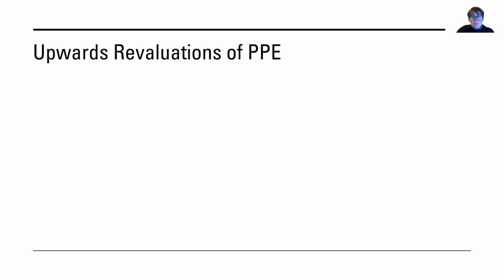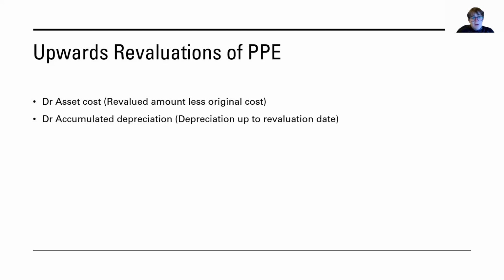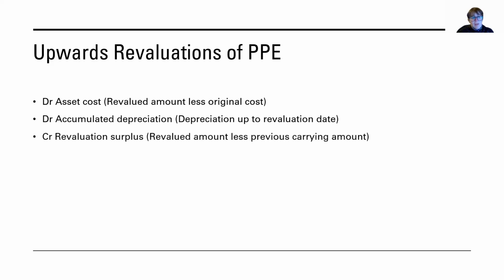So we can have upwards revaluations of PPE. If that was the case, we would need to debit the asset at cost account, which is going to be our revalued amount, less our original cost. We would need to debit our accumulated depreciation with the depreciation up to revaluation date. And we would need to credit the revaluation surplus, which would be the revalued amount less the previous carrying amount.